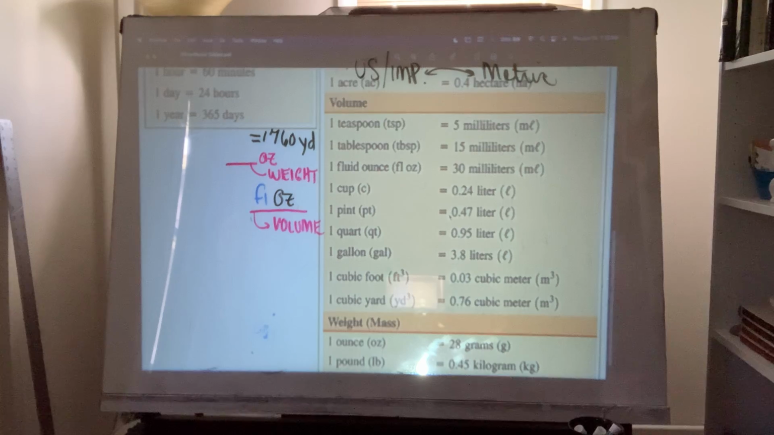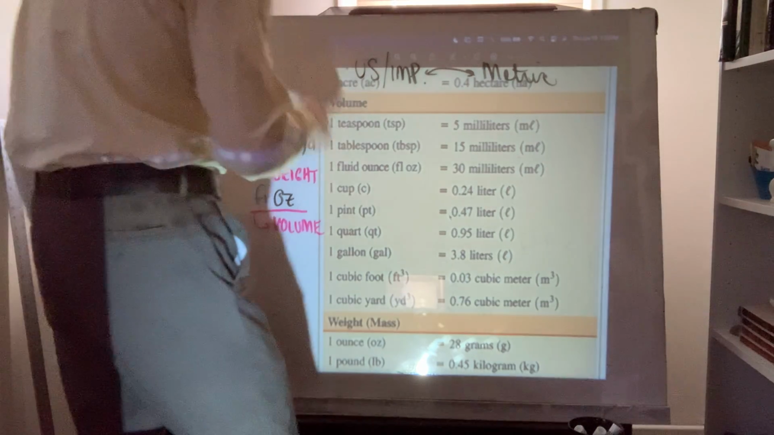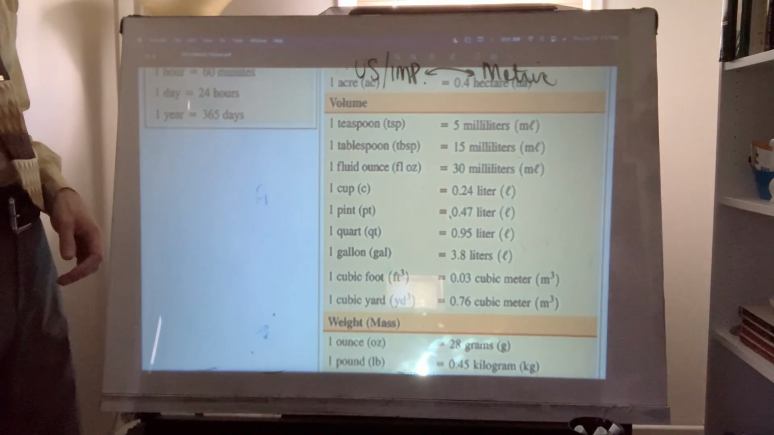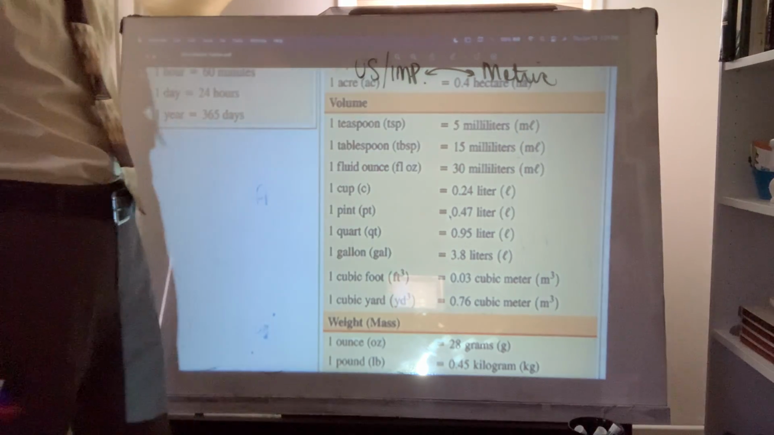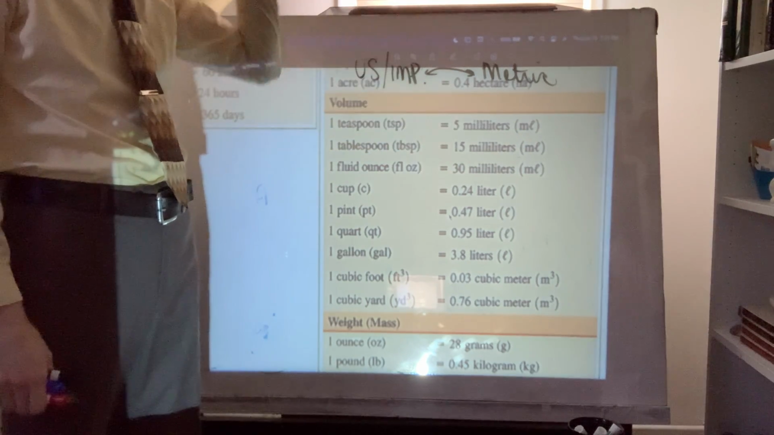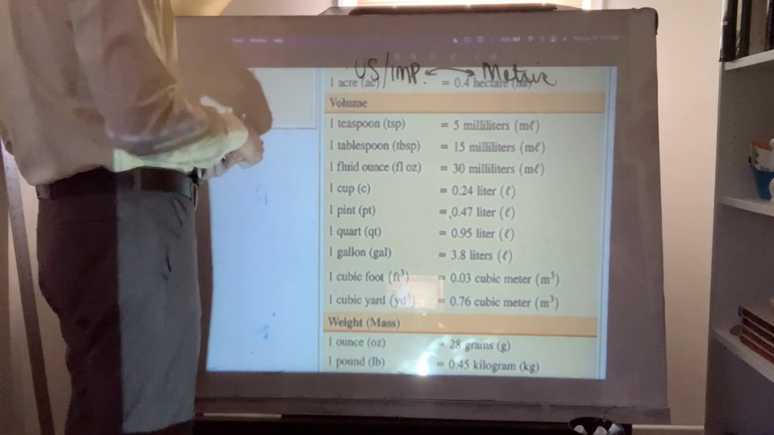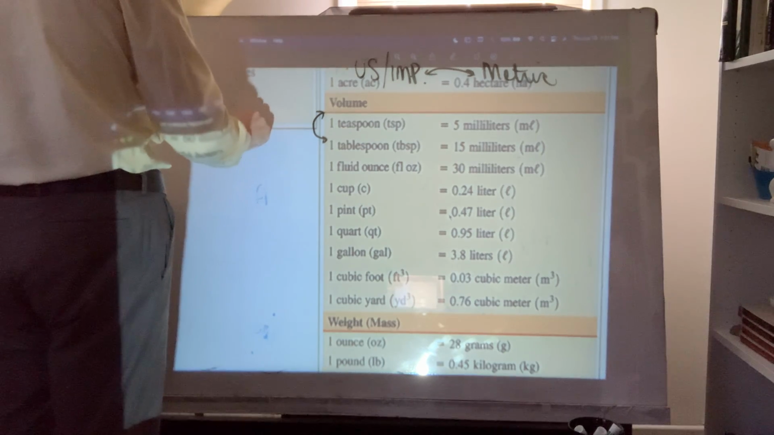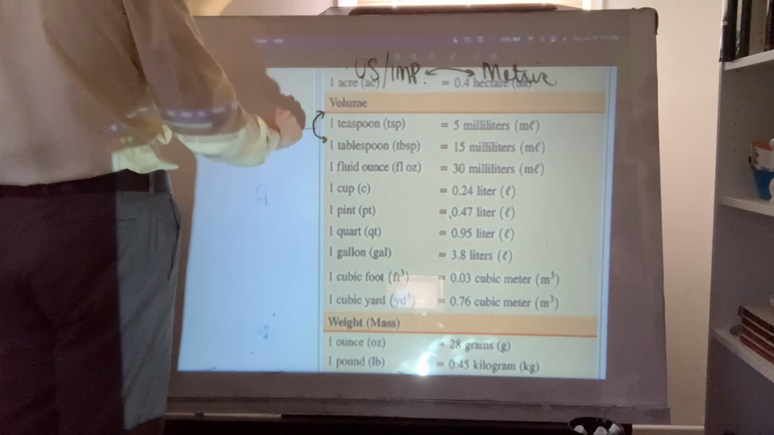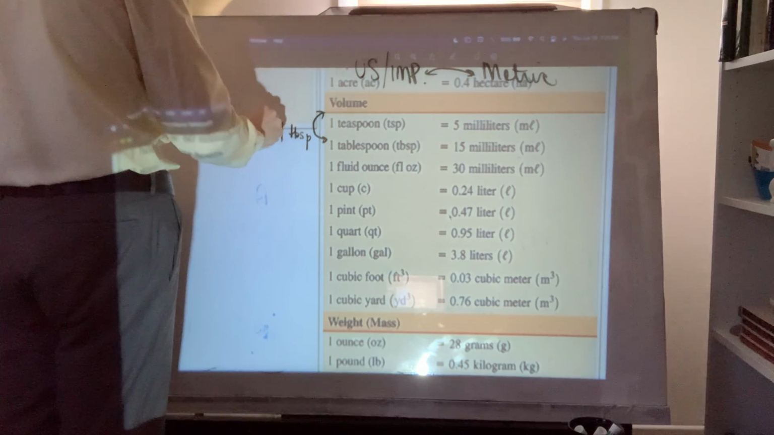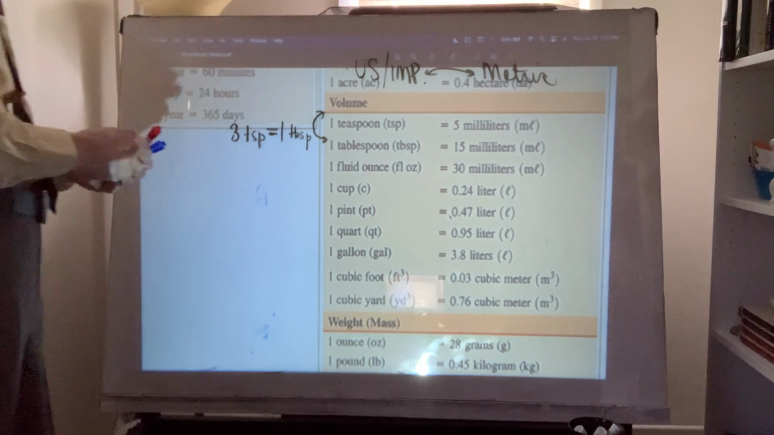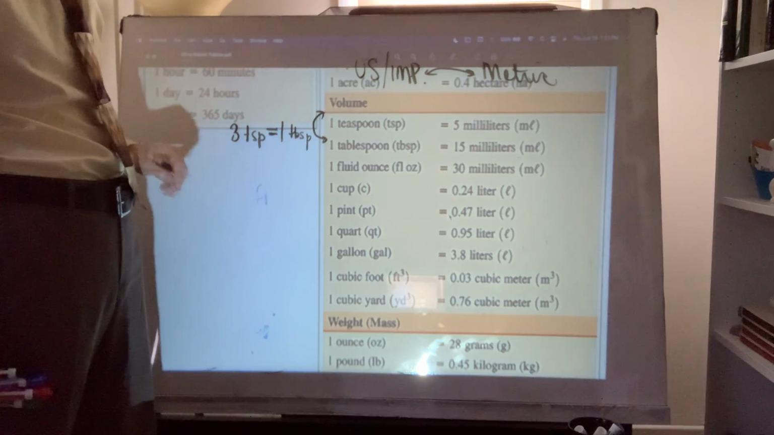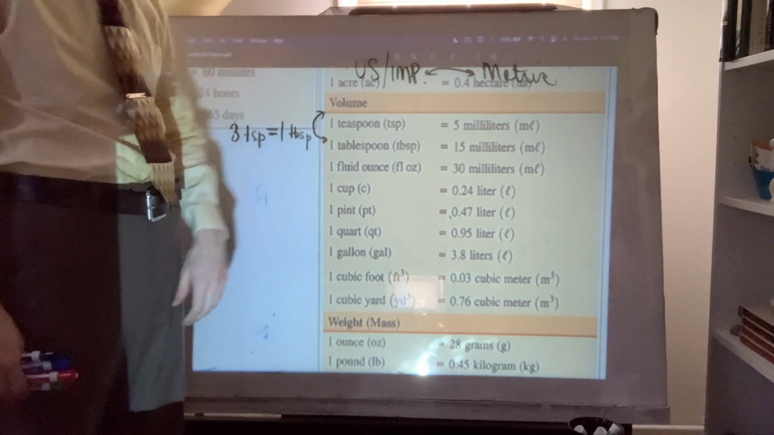Now, these are interesting. These are for cooking, right? 1 teaspoon is about 5 milliliters. Right. 1 tablespoon is 15 milliliters. I believe, actually, if you wanted to convert between these two, 3 teaspoons is about equal to 1 tablespoon. At least what I have looked up on the internet. Right? Just take that with a grain of salt. 1 fluid ounce is equal to about 30 milliliters.